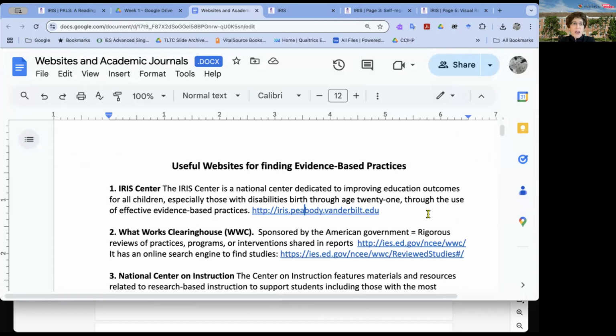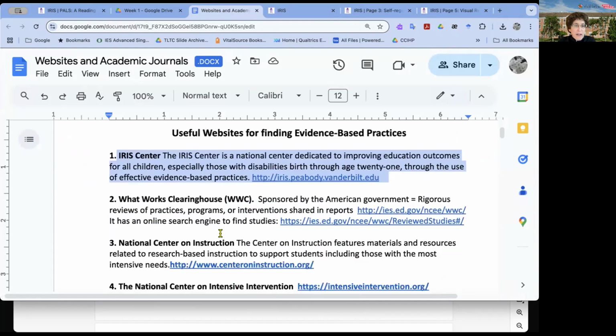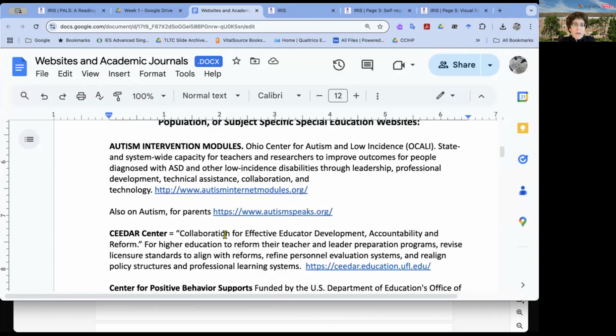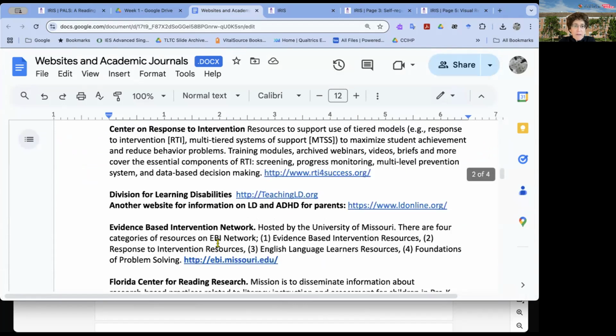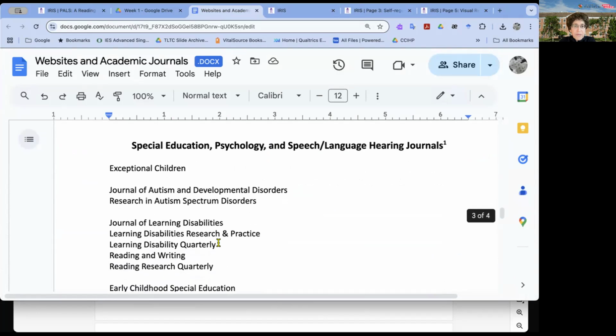That's what I wanted to share, because going back, you can look on your own if you have a few minutes of time to see what subject you might be interested in and go to this IRIS Center. That's great for finding evidence-based practices. That's just the beginning, and you can scroll through any of these websites as well.